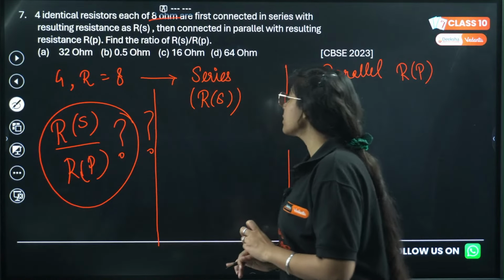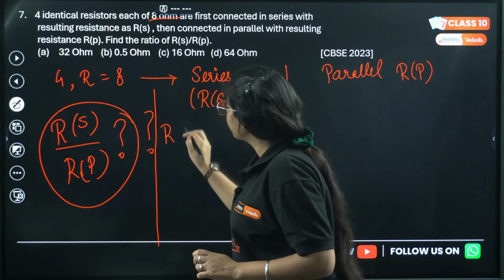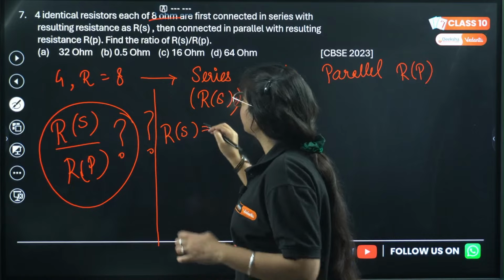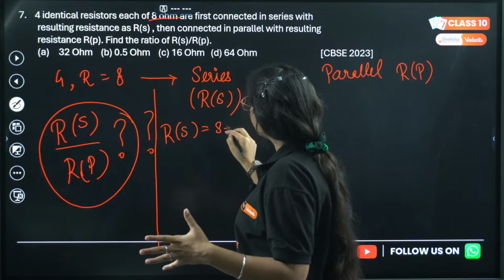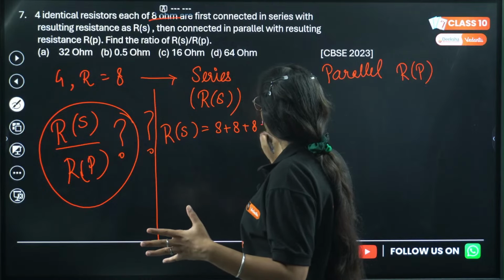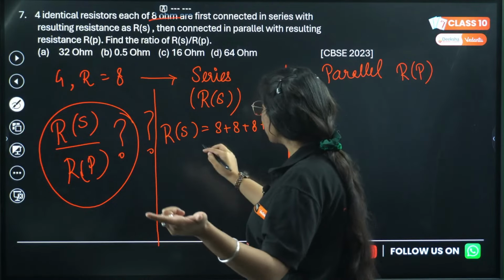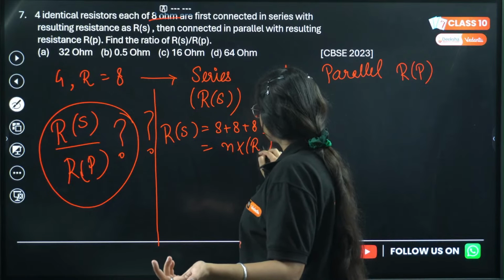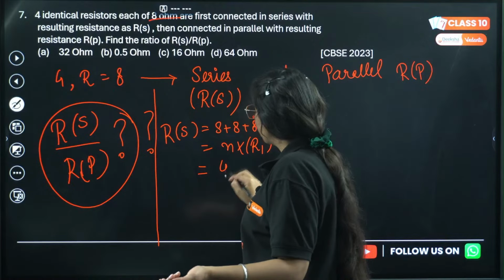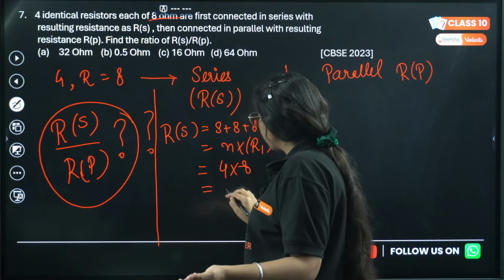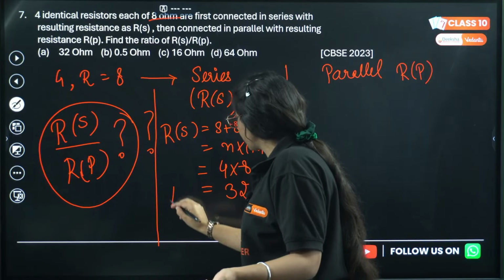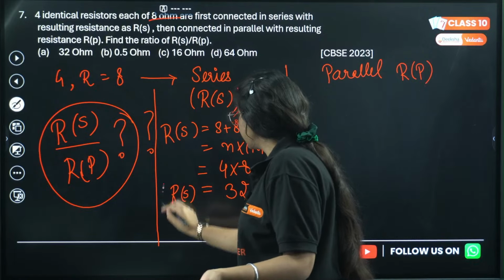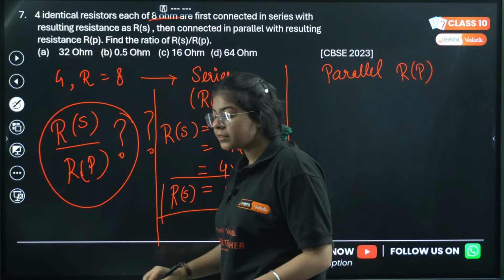Okay, let's solve this. For Rs, we know all the resistors will just add up. So 8 plus 8 plus 8 plus 8, and you should not be writing like this. You should simply be writing N into resistance of one resistance, which is 4 into 8, that will be 32. So Rs is 32. Correct?